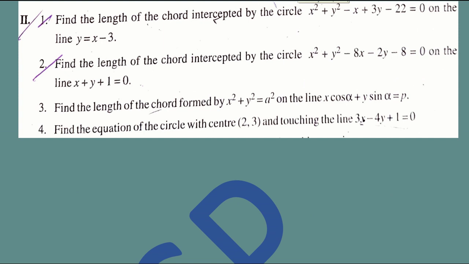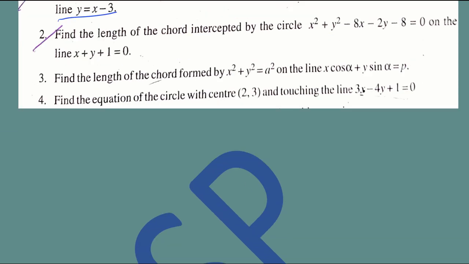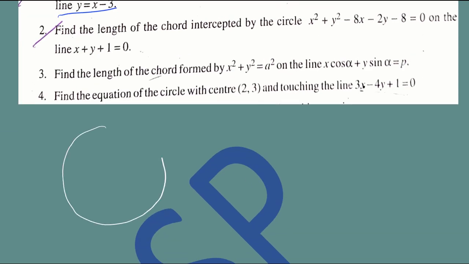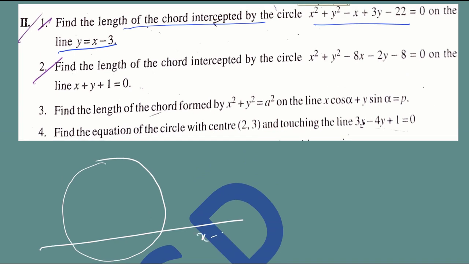Coming to second Roman, first problem, I want you to observe that he asked for the length of the chord intercepted by this circle on this line. Now this one we discussed in the very first class on basics itself. You see, I have a circle, I have a line, it is intersecting the circle. Here its equation is nothing but x minus y minus 3 is equal to 0. And the circle, I need the center. You can see that the center is nothing but 1 by 2 comma minus 3 by 2.